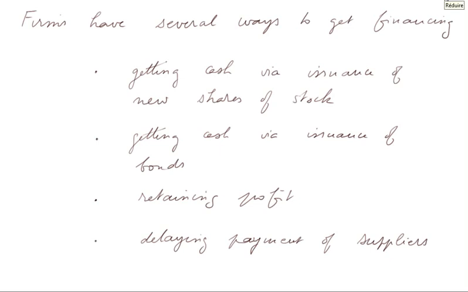Stocks and bonds. Firms have several ways to get financing: getting cash via issuance of new shares of stock, getting cash via issuance of bonds, retaining profit, which is called auto-financing, or simply delaying payments to suppliers. These last two ways we've studied in accounting, and you may go back to our accounting course if you need to refresh your knowledge of that. So we shall study cash from issuance of new shares of stock and cash obtained from issuance of bonds.